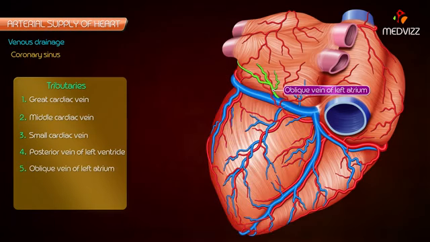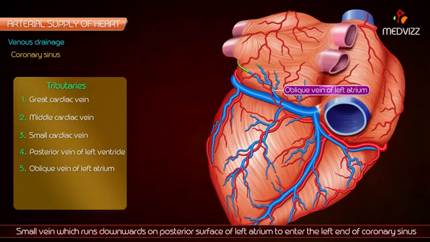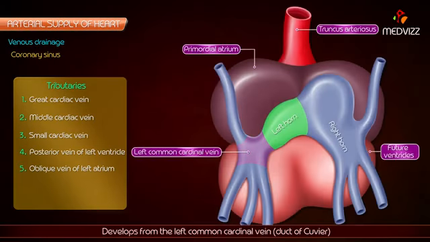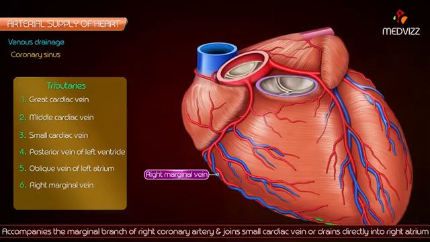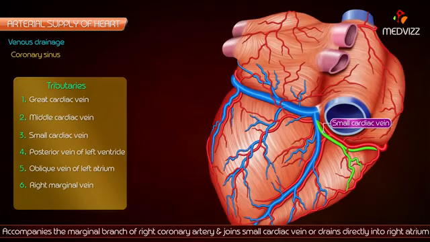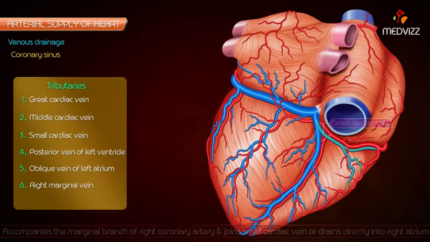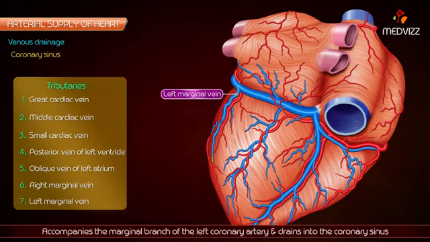Oblique vein of left atrium, also known as vein of Marshall. It is a small vein which runs downwards on the posterior surface of the left atrium to enter the left end of the coronary sinus. It develops from the left common cardinal vein, which is also known as the duct of Cuvier. Right marginal vein. It accompanies the marginal branch of the right coronary artery and joins the small cardiac vein or drains directly into the right atrium. Left marginal vein. It accompanies the marginal branch of the left coronary artery and drains into the coronary sinus.